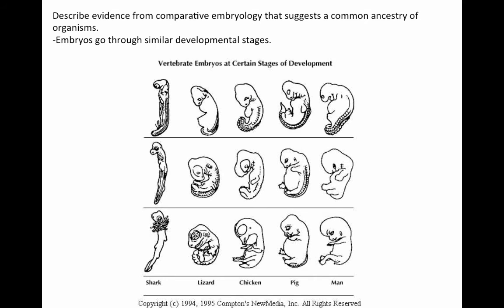There's also evidence that you can get from embryology. If you look at embryos of different animals, you can see that embryos share some underlying homology: these sharks, lizards, chickens, pigs, and humans even, embryos develop in similar ways, and that implies common ancestry.